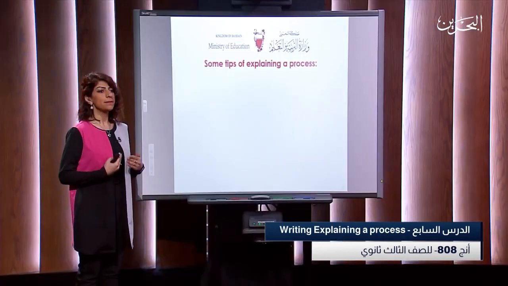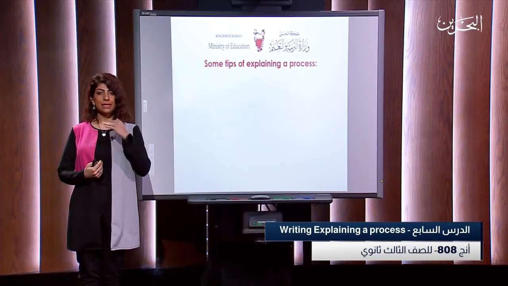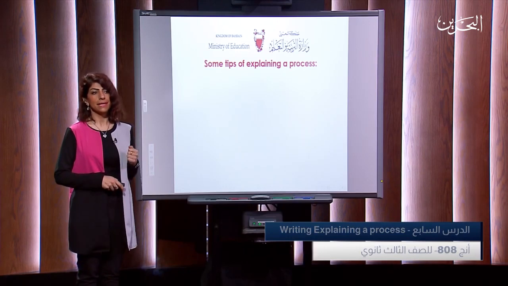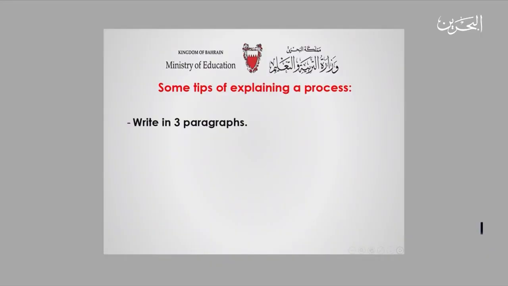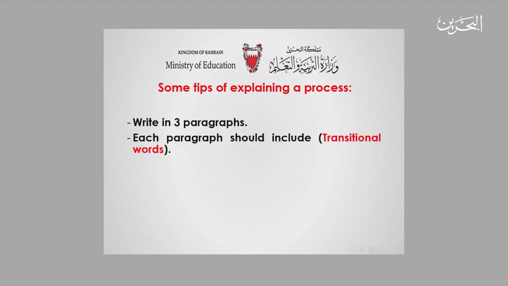There are some tips of explaining a process. There are some tips that you have to follow in order to explain a process. I'll help you with some tips. The first one, you should write in 3 paragraphs. You start with an introduction, then the body, you finalize at the conclusion. Each paragraph should include transitional words. Don't forget that you are explaining a process, which means you have to mention transitional words to make it easier for the reader to know what to do before the other.